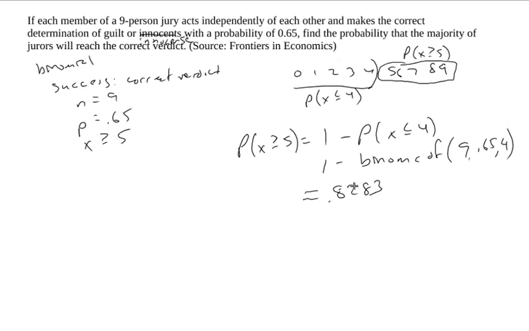So 0.8283 is the probability that the majority of the jurors will reach the correct verdict.